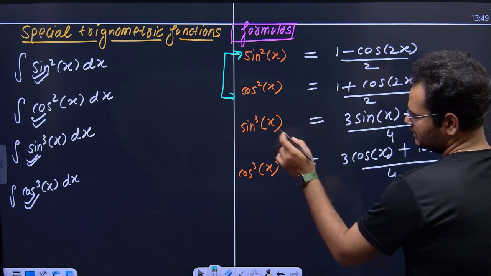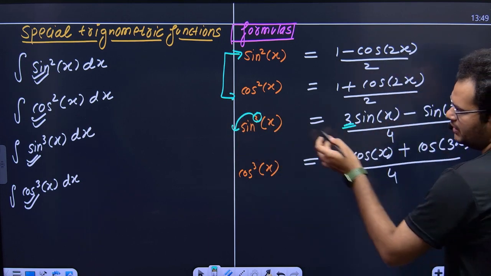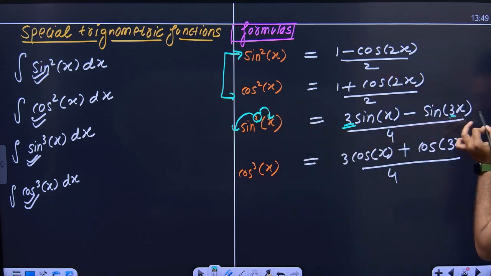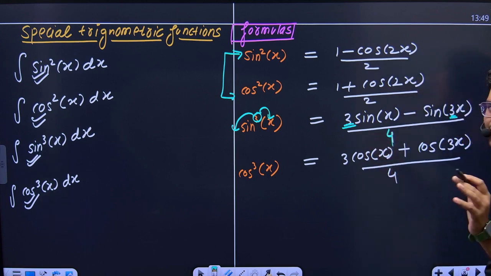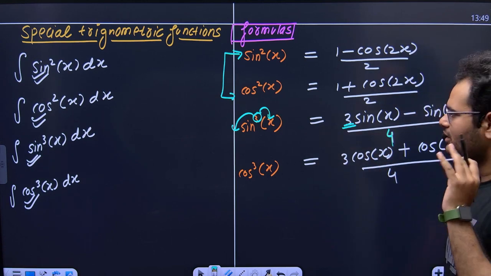Here, how to learn this? See, this 3 comes first here. That's why here it is 3 sin x. Then this 3 goes here. That's why it is minus sin 3x. And anyway, in division it is 4. You have to remember 1, 2, 3, then 4 you automatically remember.